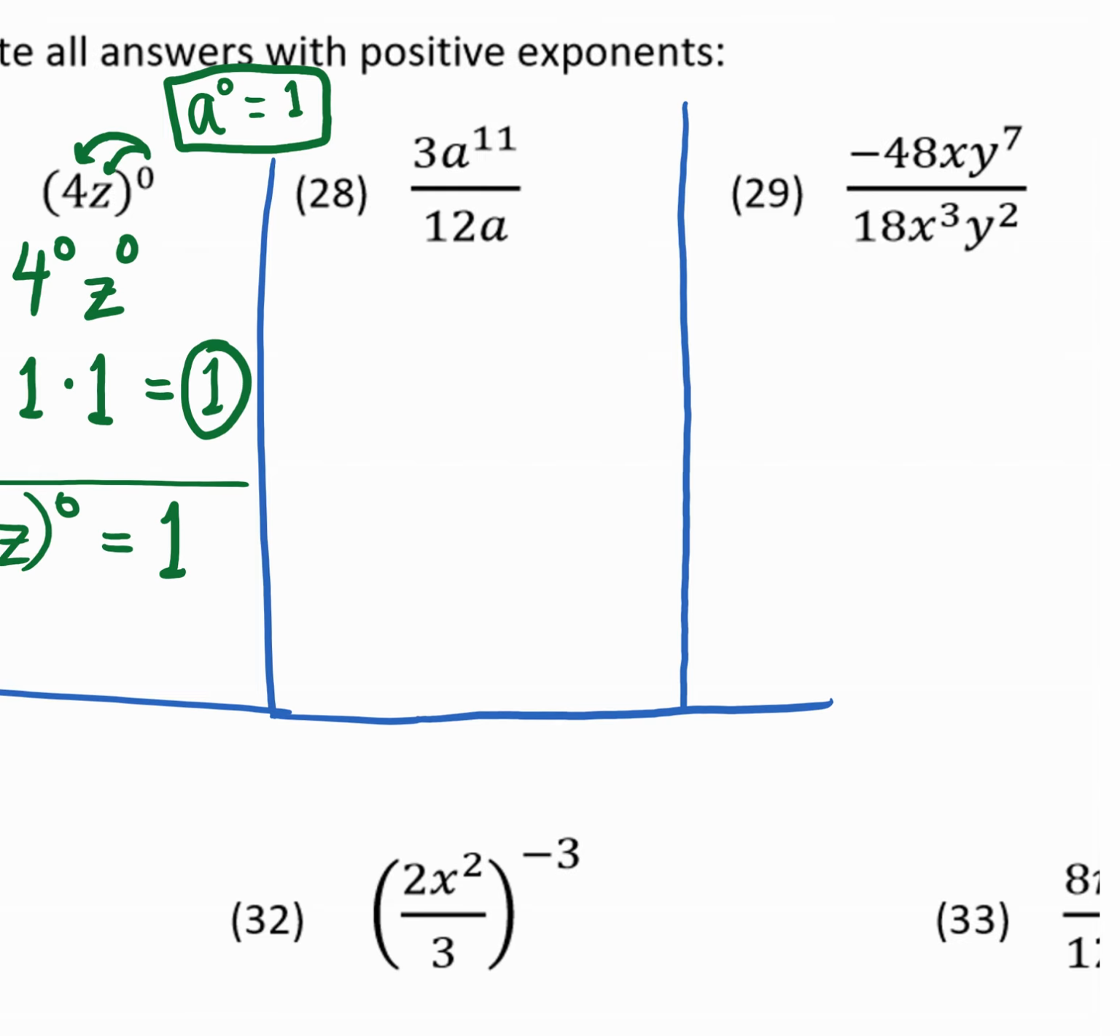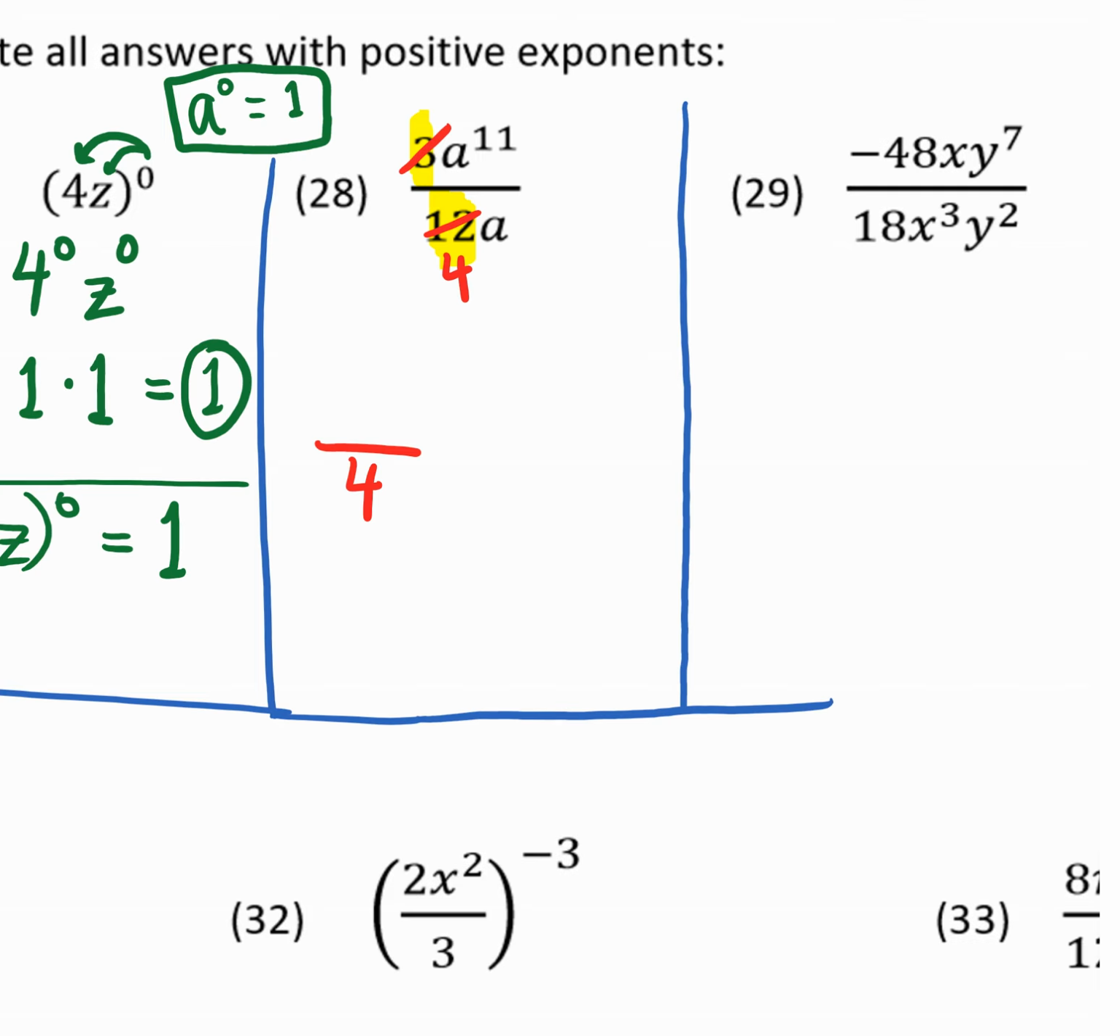All right, how about number 28 now? So here we have 3a to the 11th over 12a. You can think of it as simplifying the like things in the numerator and the like things in the denominator. So for example, the 3 over 12, those can reduce for sure. 3 can go into 12 4 times. So you can think of it as the 3 disappears and the 12 becomes a 4. I don't know what's going to happen with the a's yet, but all I know is the denominator is going to have a 4 for sure. And there's going to be no number in the numerator because it's canceled.